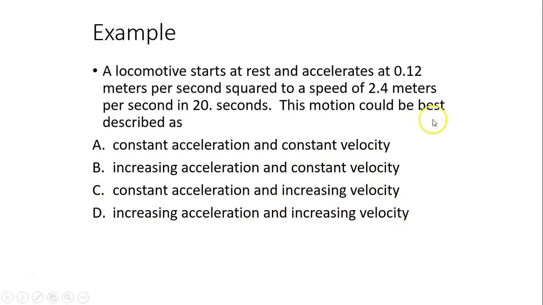Velocity has to increase. Now that's C. Is acceleration constant or increasing? Since velocity starts at rest and accelerates at 0.12 meters per second squared, this tells you acceleration is 0.12. 0.12 is constant. So the answer is C.